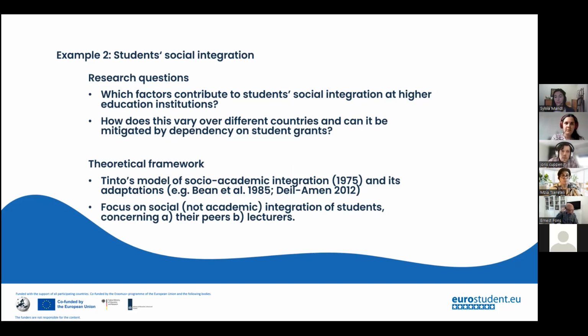So the second example is student social integration. We did this research for a thematic review, which was published in 2021. And we looked at the factors contributing to student social integration at their higher education institutions and how it varied for countries. And also thought it could perhaps be mitigated by the students being dependent on student grants.